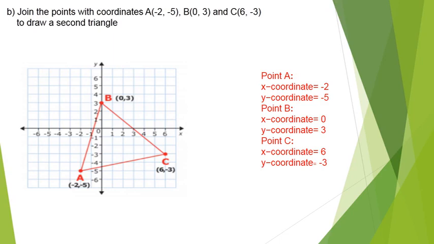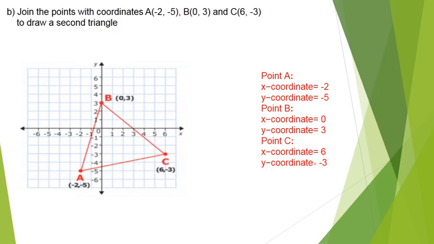Yes, for question number 2. Yes, it's the option of question number 1. You can say it parts. Join the points with coordinates A is -2, -5, B is 0 and 3, and C is 6 and -3 to draw a second triangle. So they have given the coordinates, and we need to draw a second triangle here.